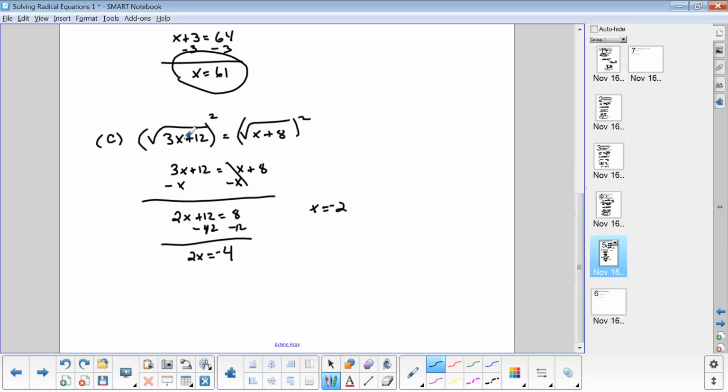So I just want to check that. 3 times negative 2 is negative 6. Negative 6 plus 12 is the square root of 6. And then negative 2 plus 8 is 6. So the square root of 6 equals the square root of 6. So C is correct.